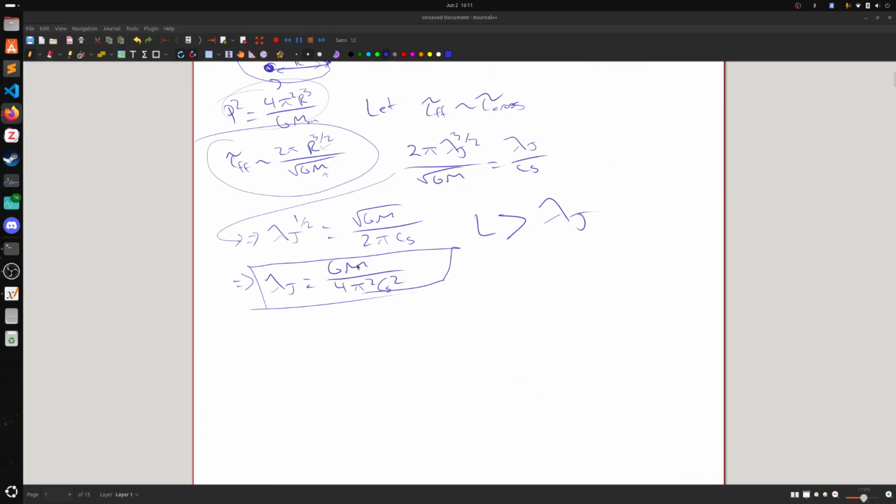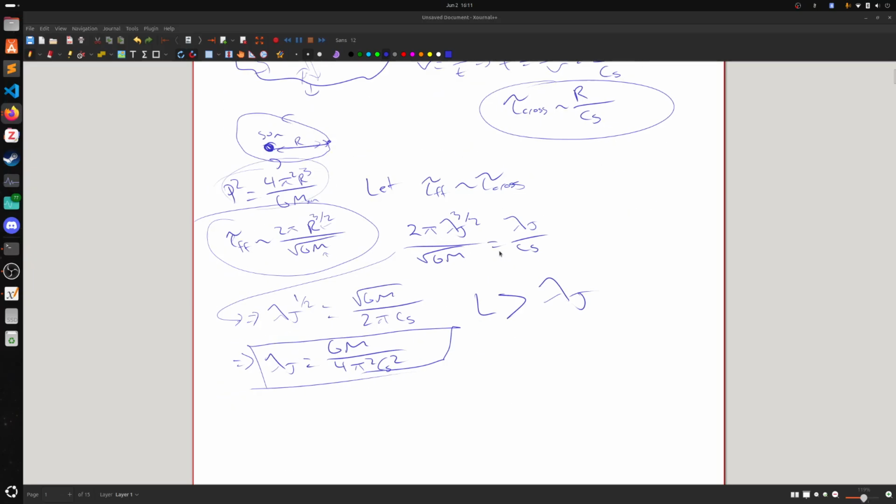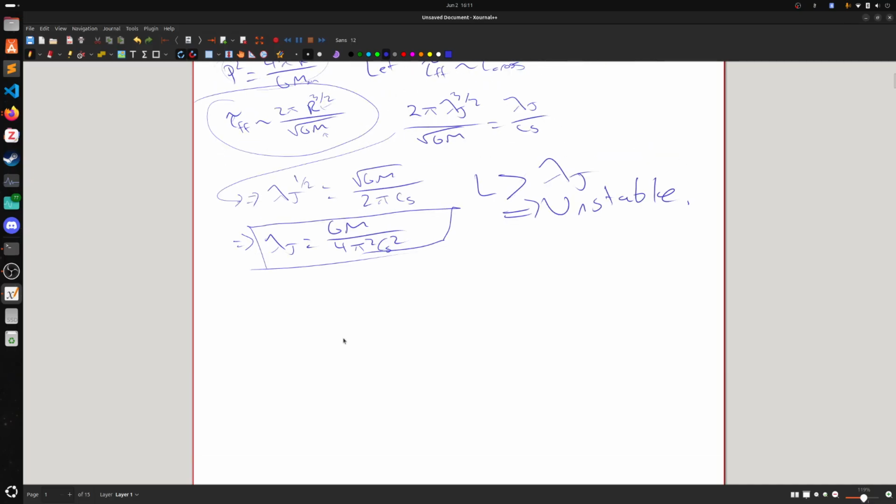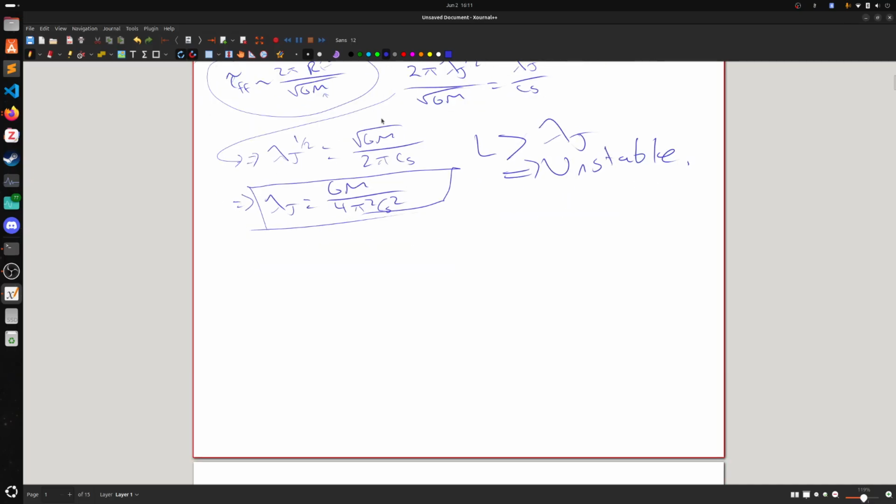And I should say in this formula, M is the mass of the cloud, sound speed is the sound speed of your cloud. So that's the general idea. So if your length is greater than your Jeans length, then that means you are unstable.